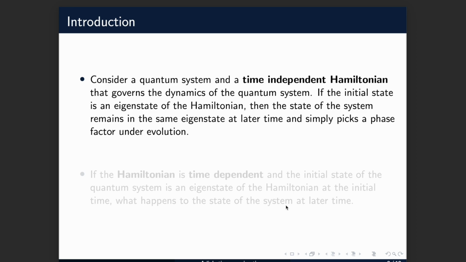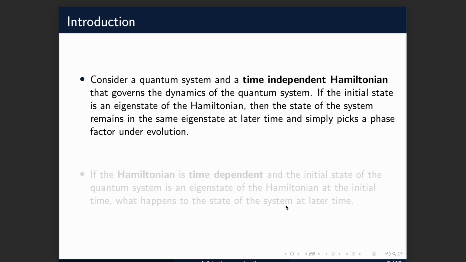the quantum system. If the initial state of the system is an eigenstate of the time independent Hamiltonian, then the state of the system remains in the same eigenstate at a later instant of time, and it simply picks up a phase factor under evolution.